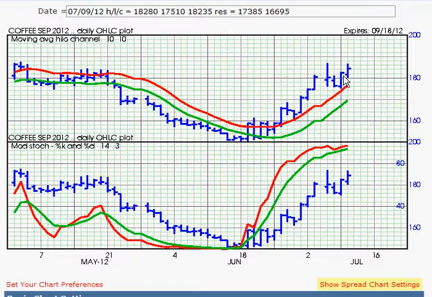Coffee, strong uptrend. Everything looks good for coffee. Bars above the band, so coffee's definitely in an uptrend. Now we could have a pullback here anytime, but the longer term trend right now for coffee is up. So I'm going to stay bullish on coffee unless the market were to prove otherwise.